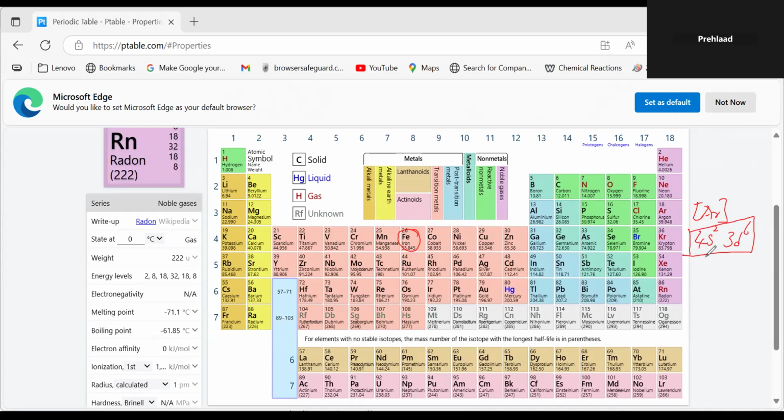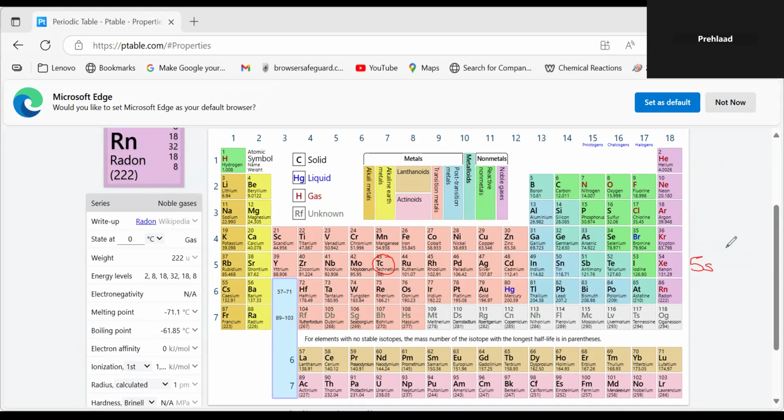Okay, can you try technetium? Technetium is going to be, first, 5s. I have 5s1. And then it's going to be 4d. Why 5s1? Why didn't you say 5s2?